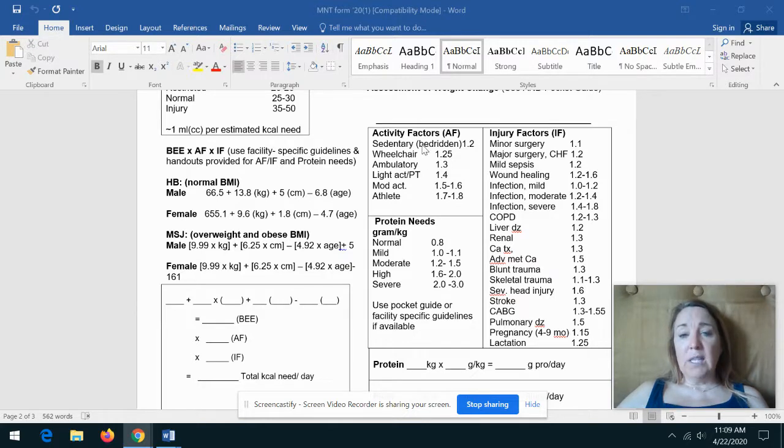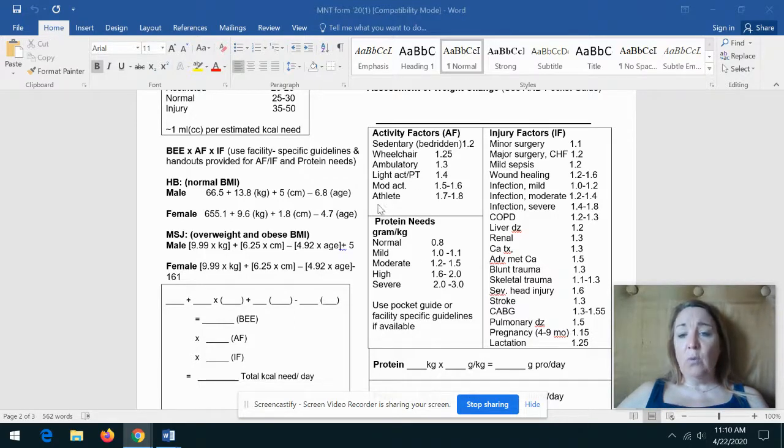Okay, are they sedentary in bed? Are they in a wheelchair? Are they ambulatory? Okay, so a big discrepancy here between ambulatory and sedentary. If they're able to get up and use the washroom, walk around their bed, walk the halls, then they would be ambulatory, even if they're not very active. Bedridden would be somebody like a paraplegic, a hip fracture, that they're not getting up at all. And then you have light activity or physical therapy, and that will be indicated in your chart note.